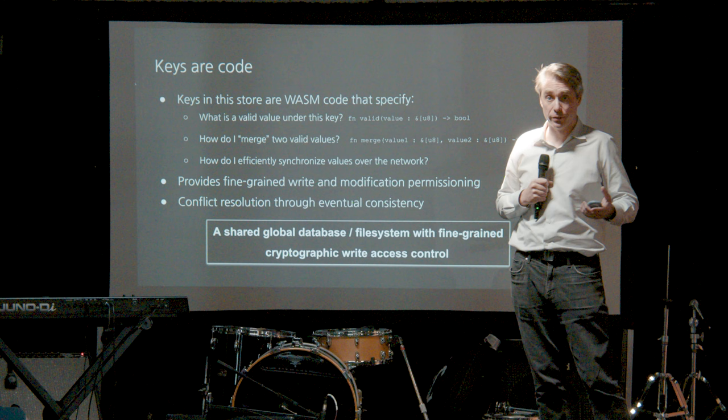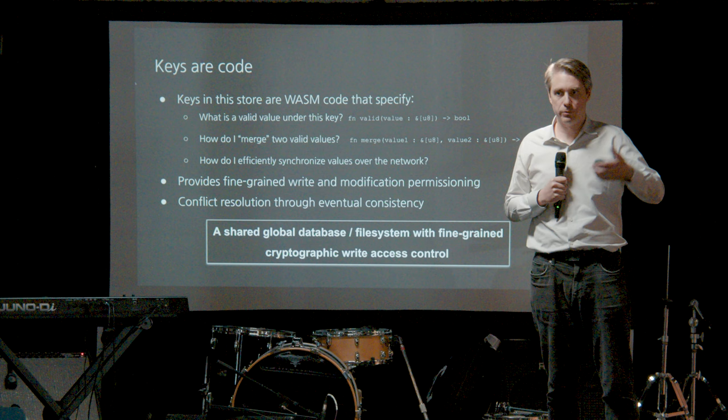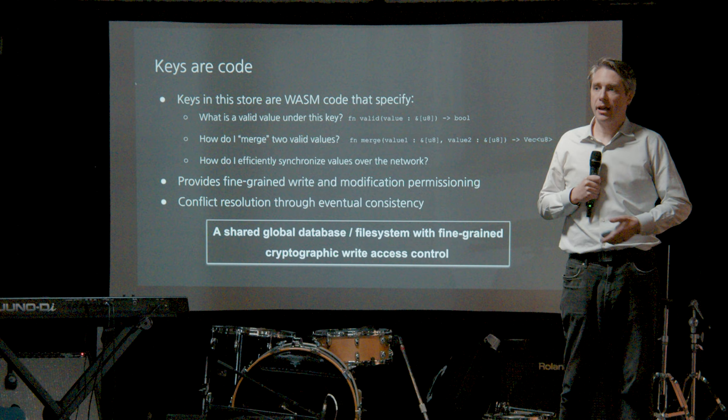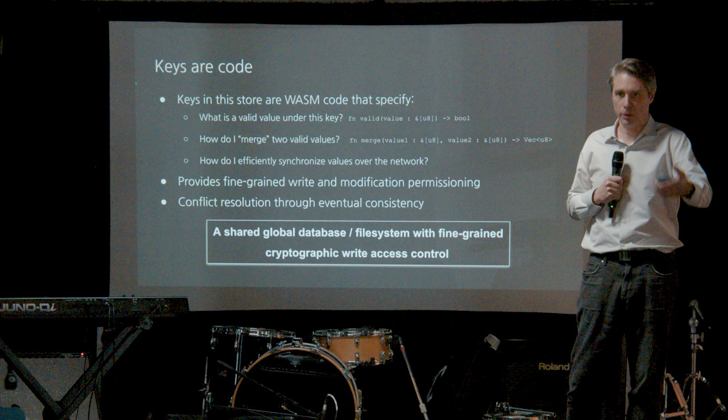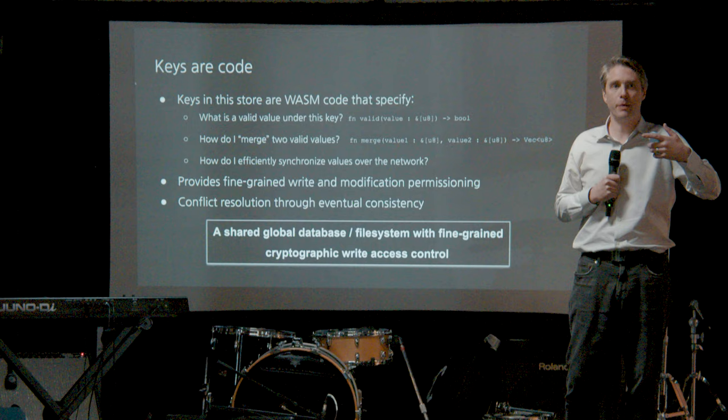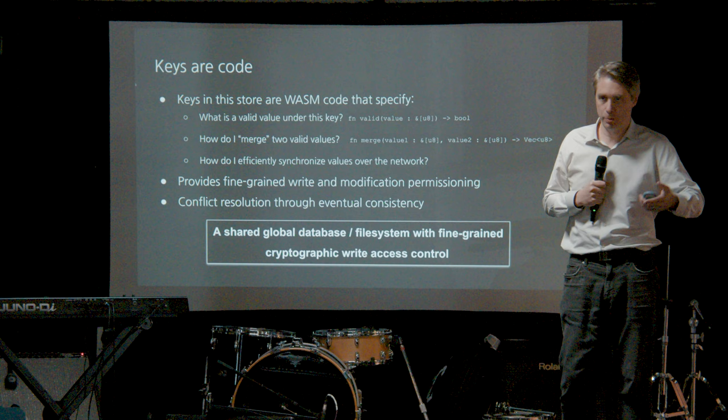So firstly, it provides a function that says this value, this block of bytes, is permitted under this key. Now, in a simple case, that might verify that the value is accompanied by a digital signature with a specific public key. That would allow anyone with the private key to publish information under that key, and other people could access it and be assured that it was published by the person you think it was published by.